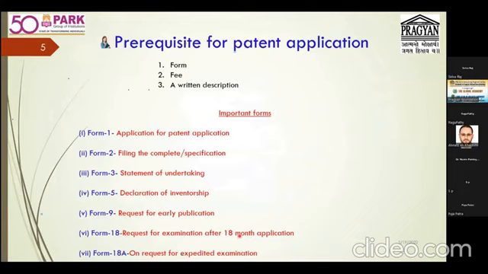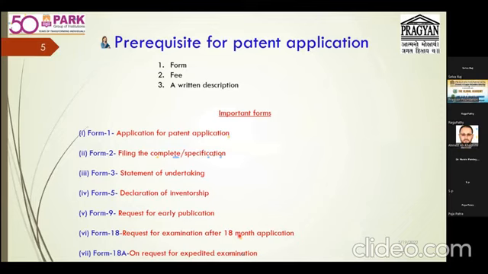So this is a prerequisite for patent applications. We should have some forms, and there can be some fees also. Different forms may be there. Some forms may be applicable for fees, some may not be applicable for fees, and some forms may be free of cost also. And a detailed written description. So these are the prerequisites for a patent application.